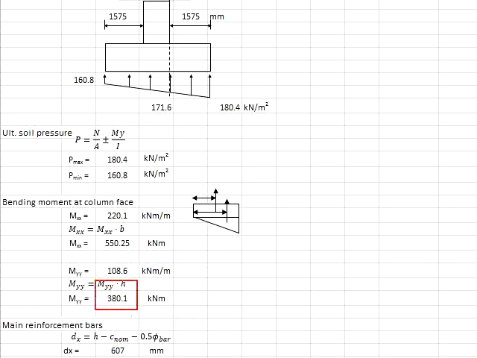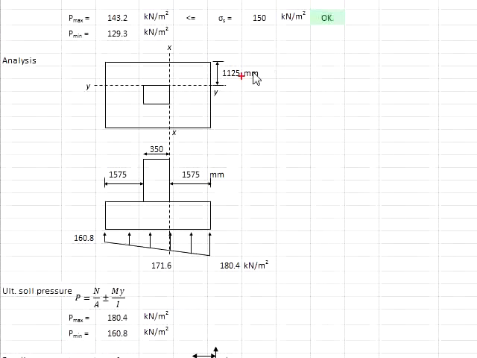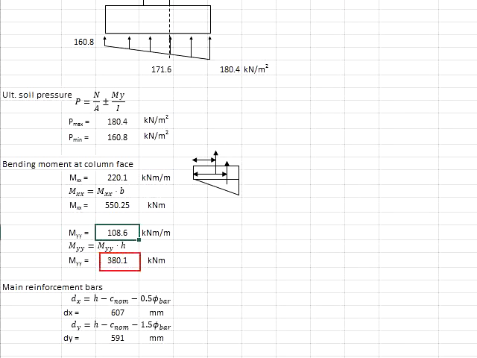Your moment at the longer span is conservatively determined on the basis of 171.6 kN per meter square. It is to be multiplied with this area here to get the resultant force, and that resultant force is to be multiplied with the lever arm, which is half of the distance from this length, which will give you the moment YY in these directions.